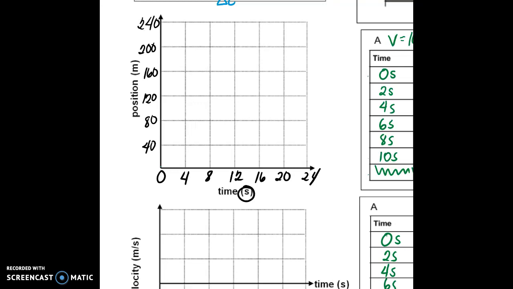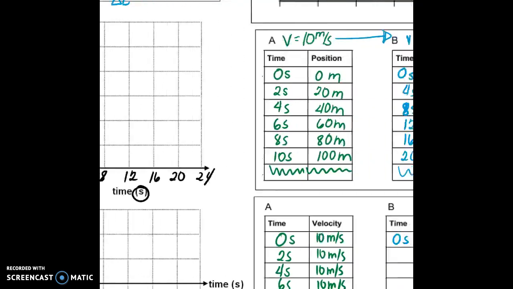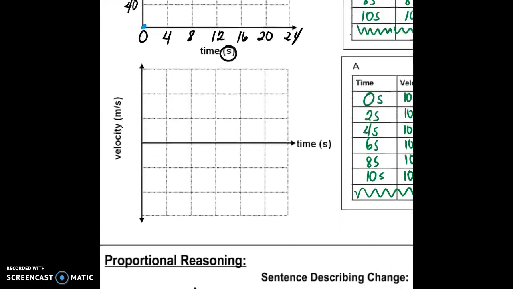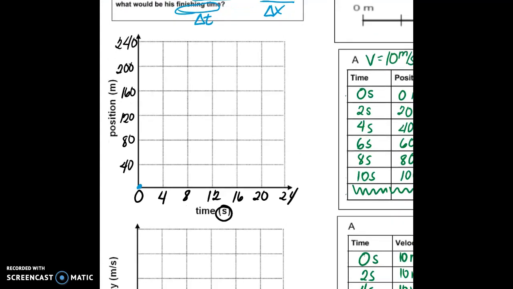Okay, so we went from 0 to 200, because this is our blue. So 200, it took him 20 seconds to get to 200. So we're going to go ahead and draw our straight line from 0 to 200. Okay. And then for the part A, he went from 0 to 100, which is probably about here somewhere.